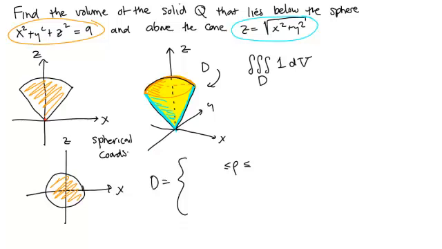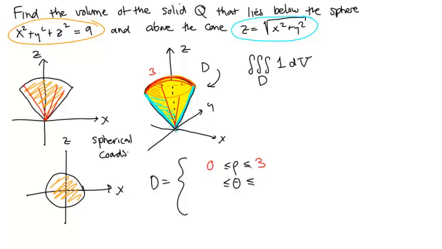Well, the closest to the origin you can be is the actual origin itself at the very, very bottom. Every other point, though, can get at farthest to the outer shell right here. And the outer shell was a sphere of radius 3. So the radial values stay between 0 and 3. What about the theta values?